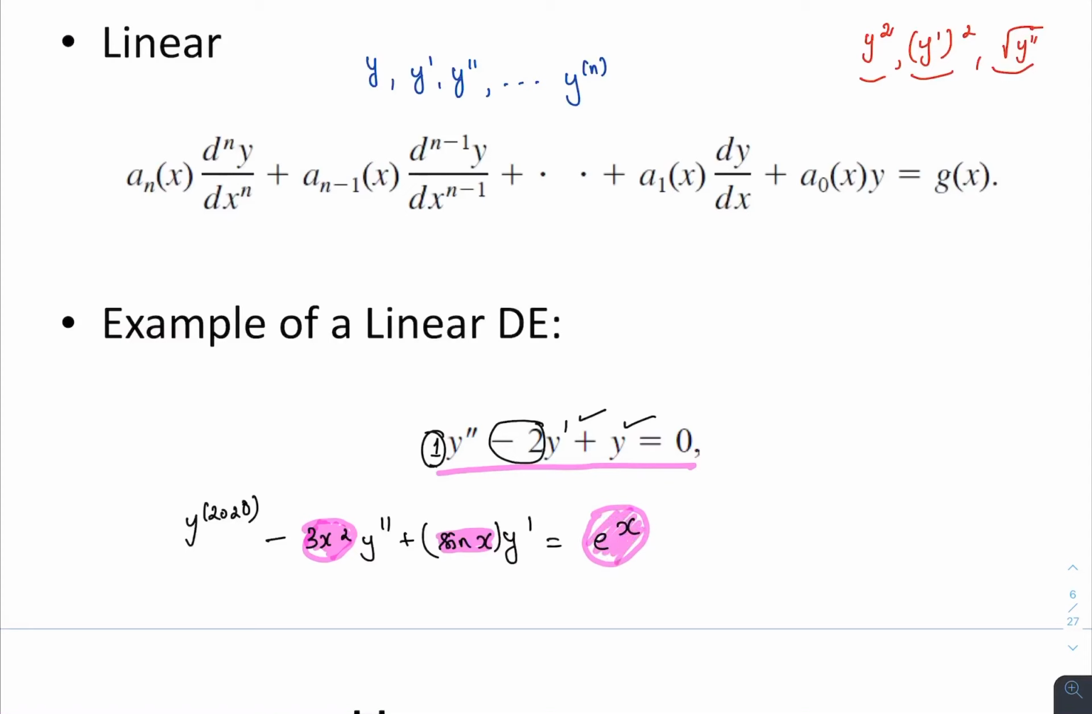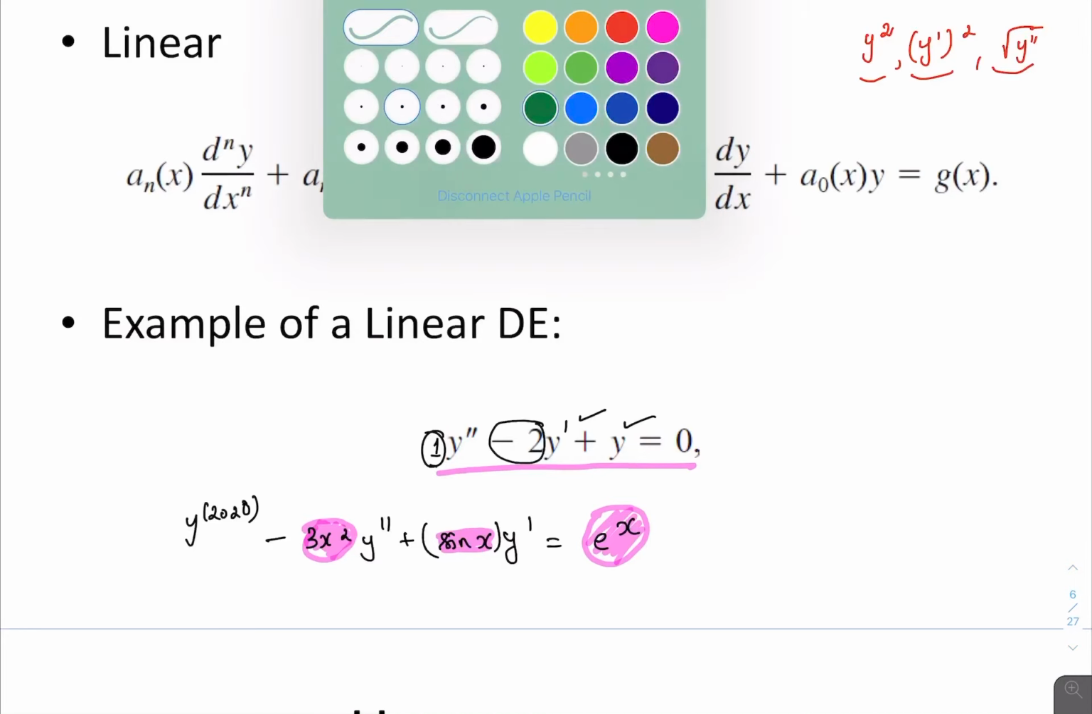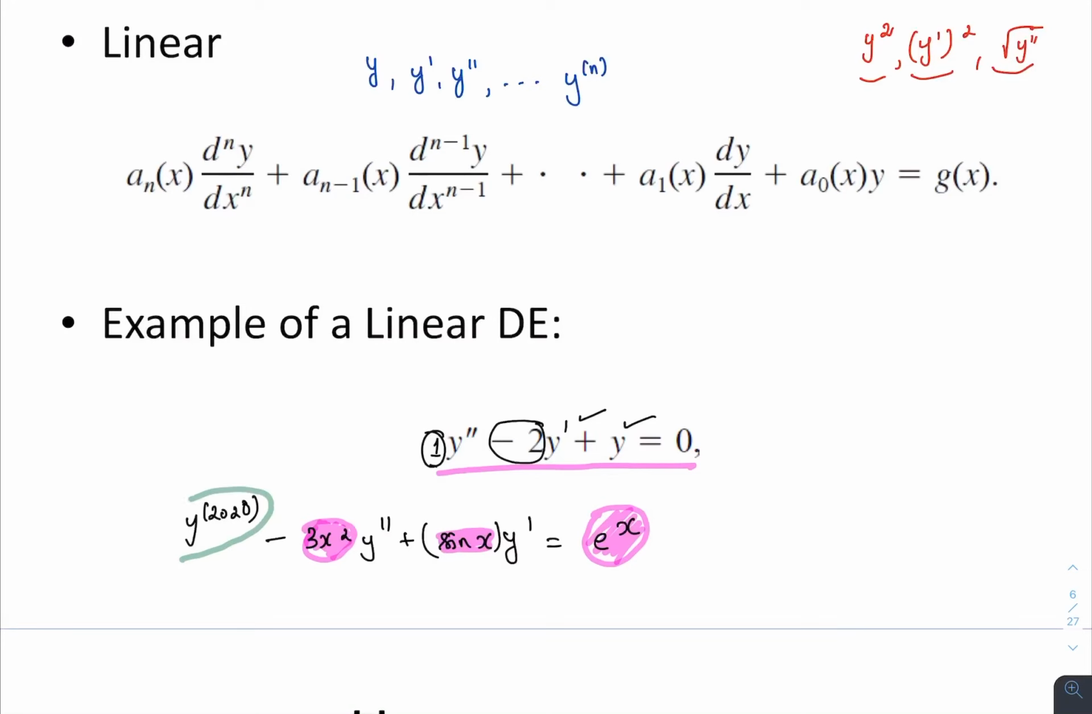But as far as the dependent variables or the derivatives are concerned, this is linear because the derivative is by itself, and here is linear because that's a second derivative, and here is also linear because it's a first derivative. So this is okay. This will be a linear equation.